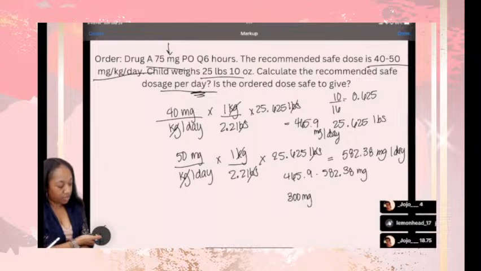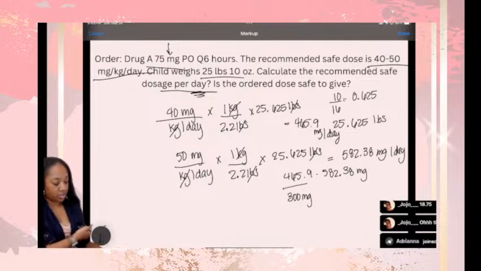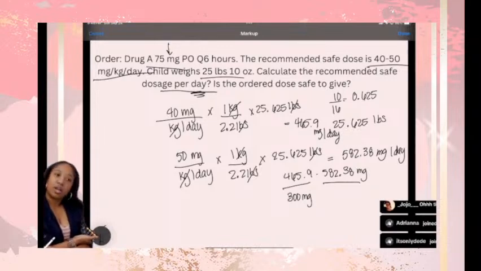So if the safe dose range is 40 to 50 milligrams per kilogram per day, and your range is this number to this number, mis estudiantes, dígame, is this safe? Let me know in the comments. Is it safe? Nope, JoJo.